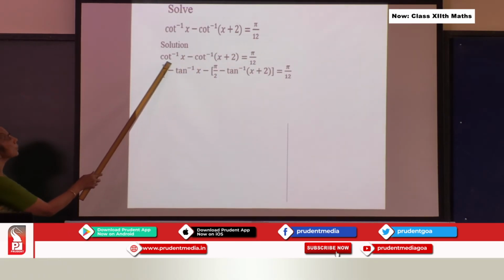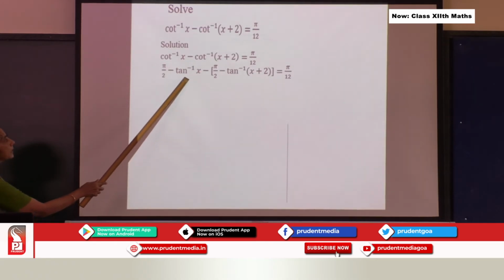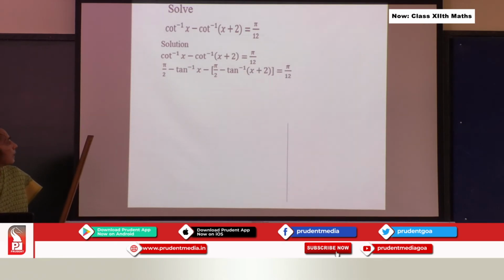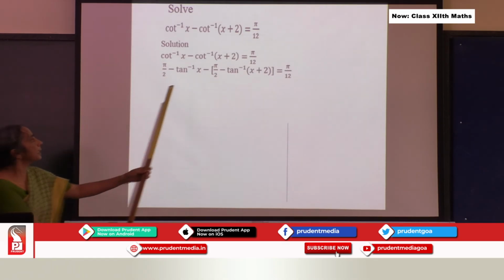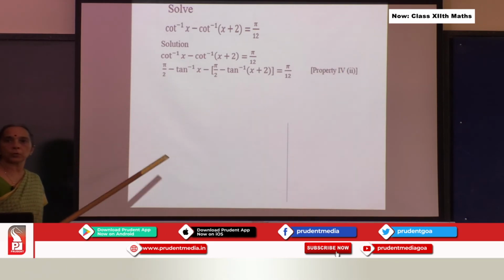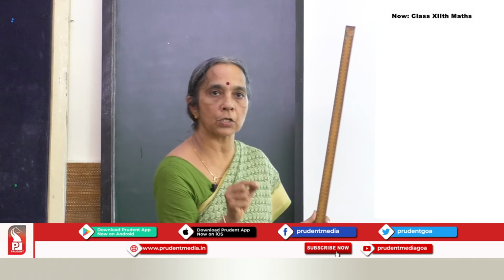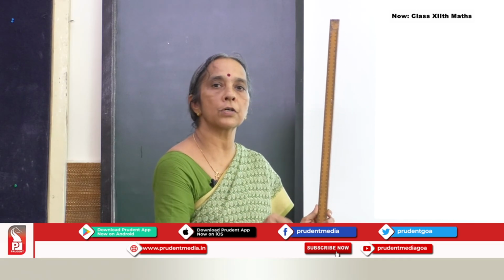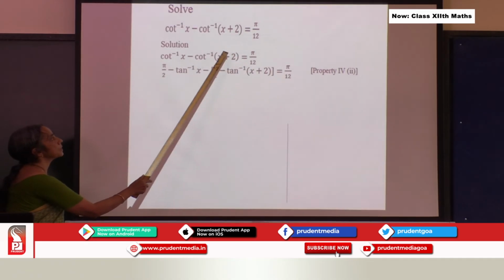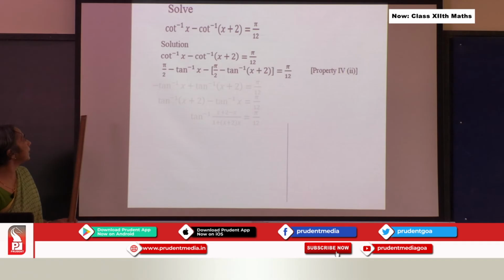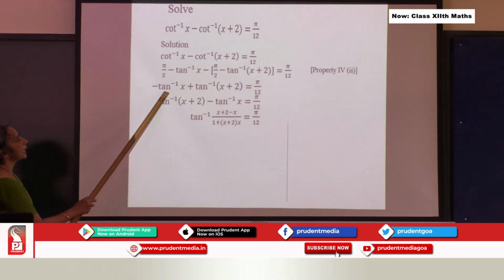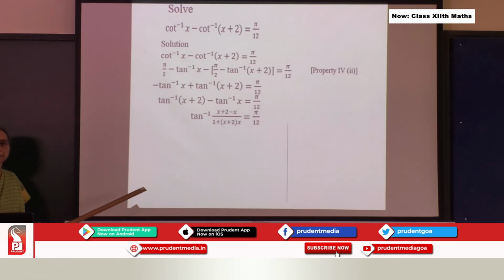Cot inverse of x can be written as pi by 2 minus tan inverse of x. Cot inverse of x plus 2 can be written as pi by 2 minus tan inverse of x plus 2. Here I use property 4 2, which says cot inverse of x plus tan inverse of x equal to pi by 2. Therefore, cot inverse of x is pi by 2 minus tan inverse of x. Similarly for x plus 2. So pi by 2 minus pi by 2 get cancelled, open the bracket, this becomes plus.